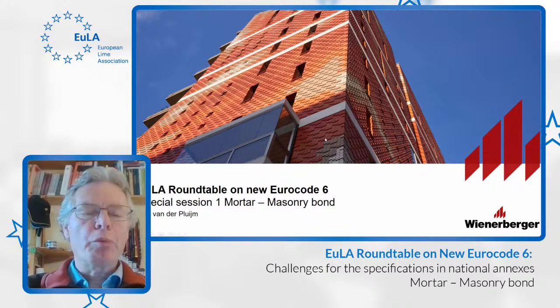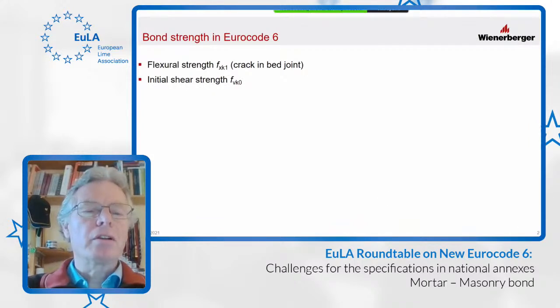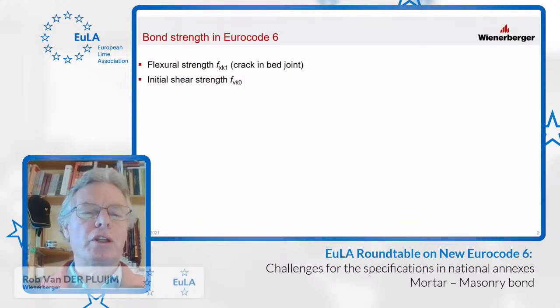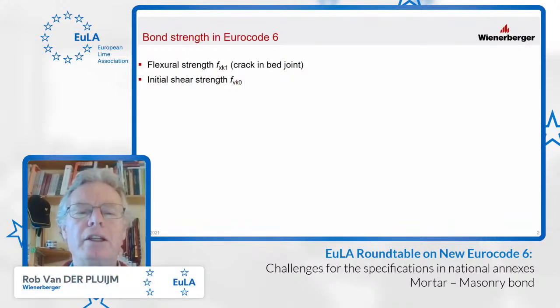Okay, in follow-up of the interesting presentation of Paul. Flexural strength and bond strength are indeed, just as Paul explained, expressed in two parameters: FXK1, that's directly connected to bond strength, and the initial shear strength, FVK0, is also directly connected with bond strength. FXK2, as Paul also explains, is also connected to the strength of the brick, the flexural strength of the brick, and I will not go into that.